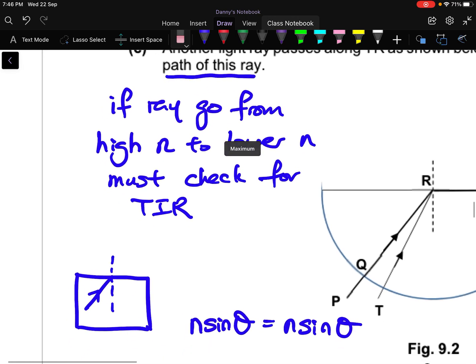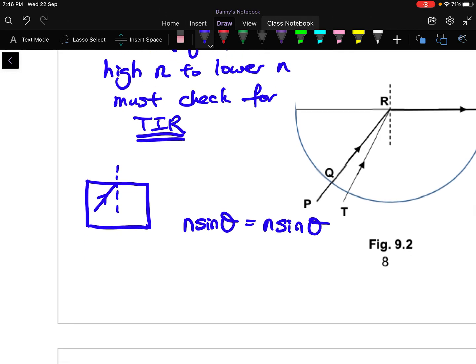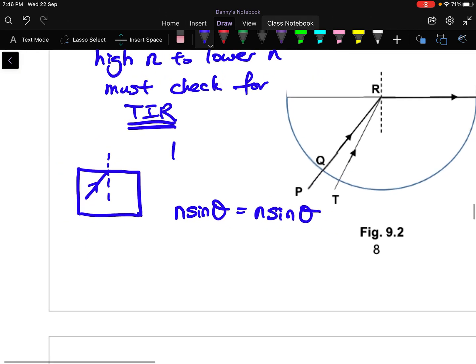If the ray goes from a high index to a low index, you need to check for this phenomenon called TIR. So how to check for TIR? Basically, you just imagine you need to find the critical angle. Why do you need to find the critical angle? Because that is the value that you must compare to figure out whether the light can exit the glass block or not.